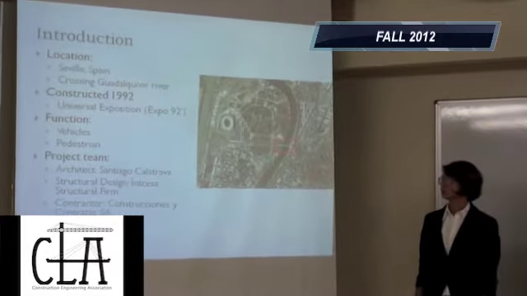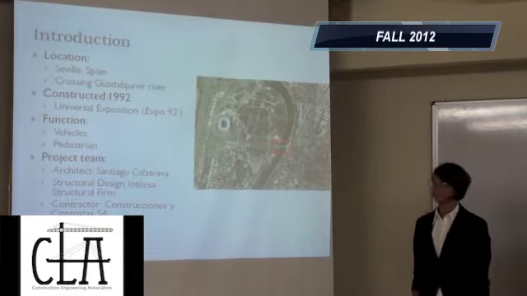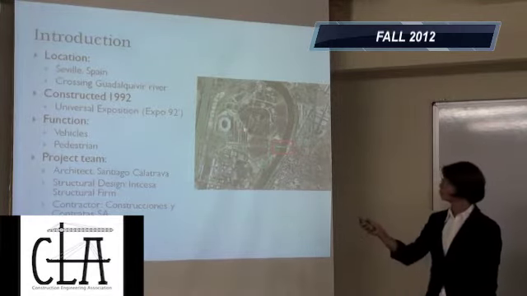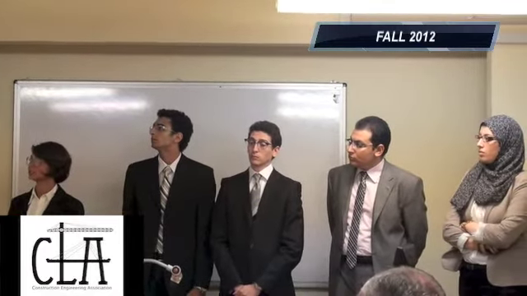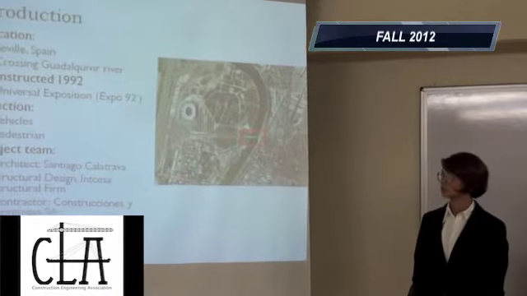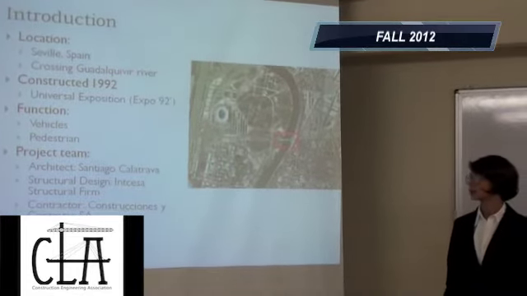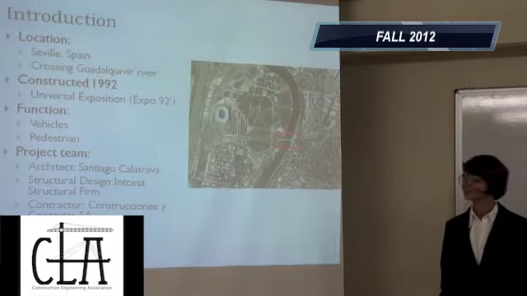The Alamaio Bridge is located in Seville, Spain, and is crossing the Guadalquivir River. Its function is to transport vehicles and pedestrians from Cartuja Island to the city of Seville. The designing process started in 1988 and construction finished in 1992, and it was built especially for an event called the Universal Exposition, or Expo 92. The project team is the famous architect Santiago Calatrava, the structural design company is the Intexa structural firm, and the contractor is Constructions Constructors.